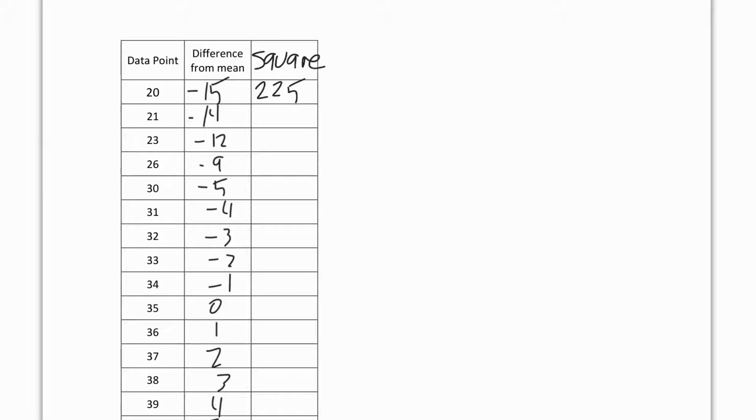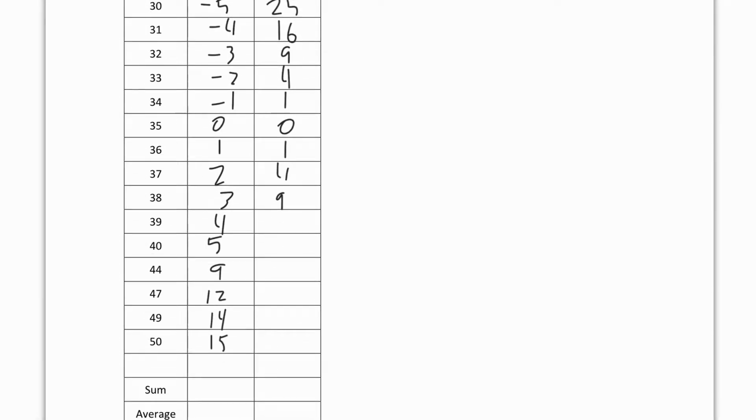Negative 14 squared is going to be 196. Negative 12 squared is 144. And then 81, 25, 16, 9, 4, 1. 0 squared is still 0. And then 1, 4, 9, and so on. So we start doing all these squares. Now notice, they're all going to be positive numbers.